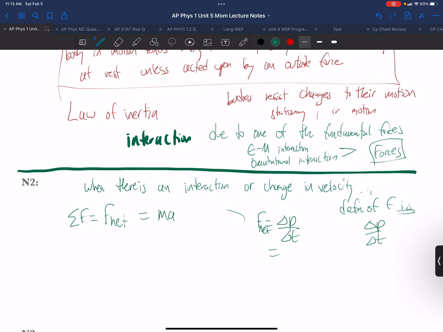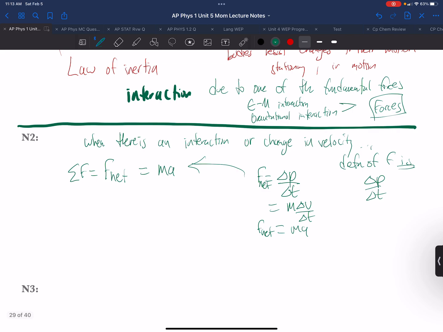Now, how does that lead to Newton's second law? Well, momentum is usually due to a change in velocity, and delta V over delta T is a. So force is ma. That's Newton's second law. But really, it's about momentum. And by observing rates of change in momentum, we created the concept and the formal definition of what a force is, the rate of change in momentum.